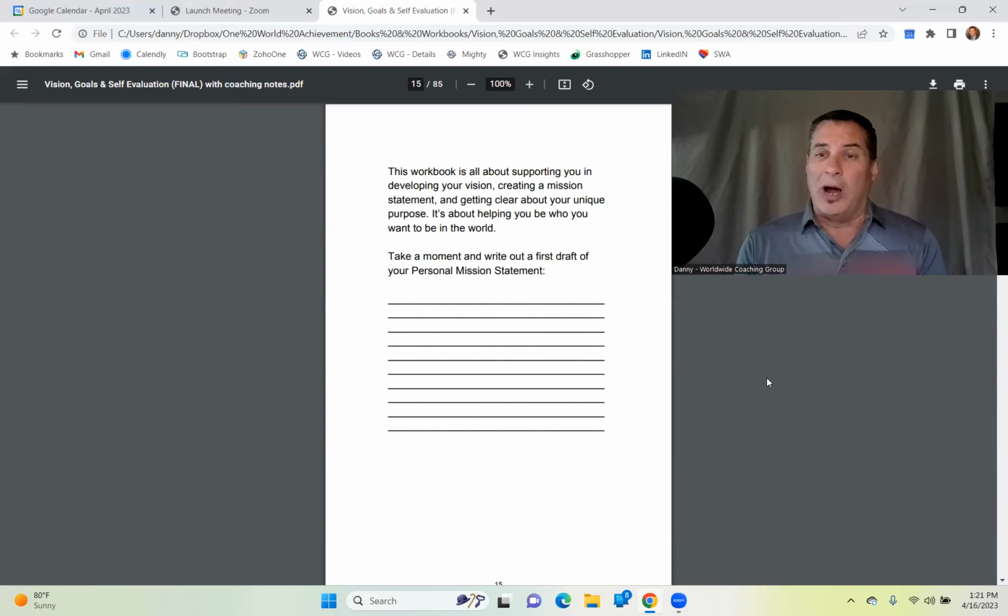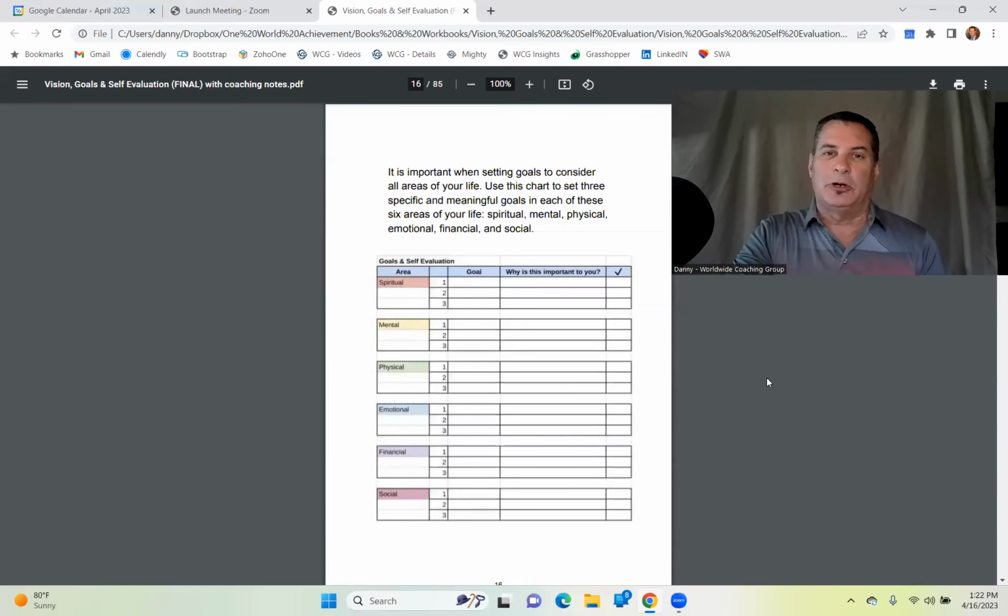Who are you? Why are you put on the planet? What's important to you? What do you plan to achieve while you're here? Just write down whatever's in your head and your heart and your soul and your mind. And then we're going to come back and look at that over and over throughout the rest of this workbook.